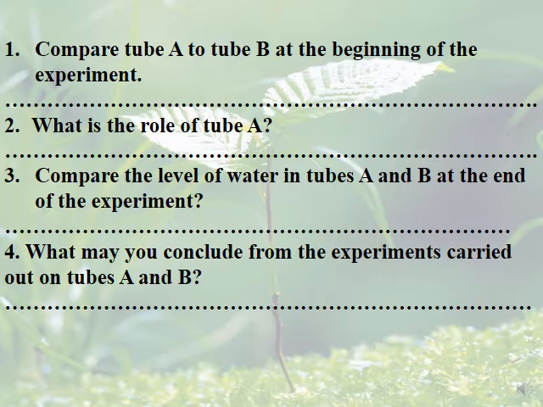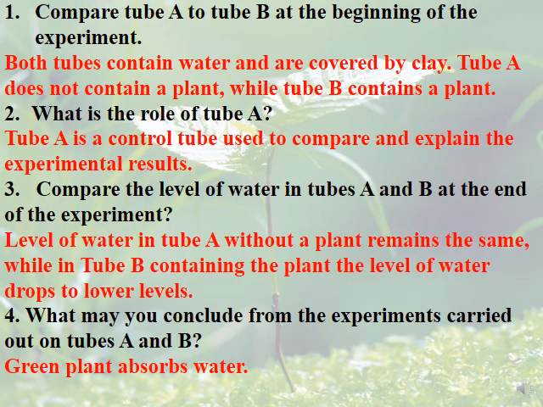What may you conclude from the experiment? First, comparison. You have to talk about the similarities and the differences whenever I say compare. So, both tubes contain water and they are covered by clay. Tube A does not contain a plant, there is no plant in tube A, while tube B does. It contains a plant. Role of tube A, as I said, it's a control tube. What is the role of the control? It's used to compare and explain the experimental results.